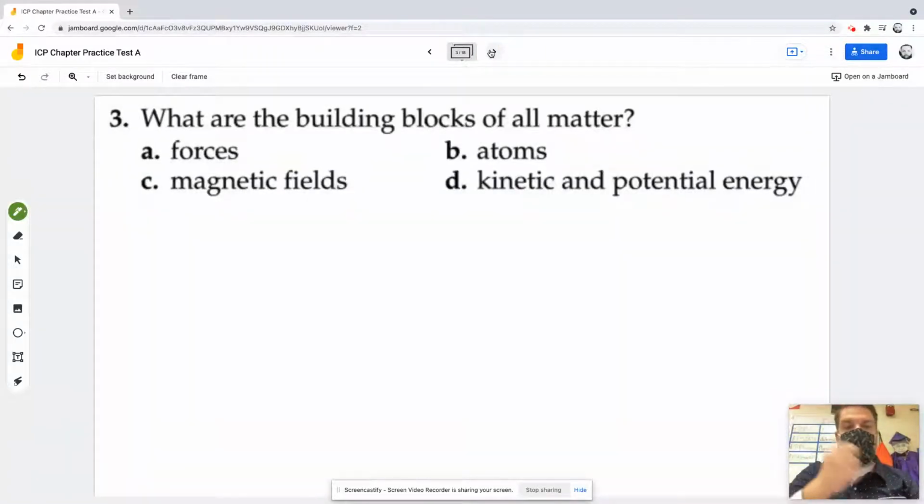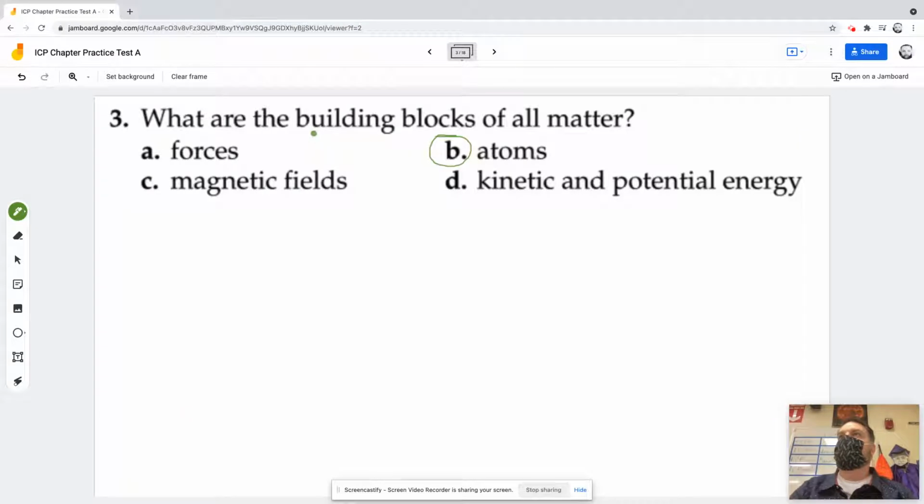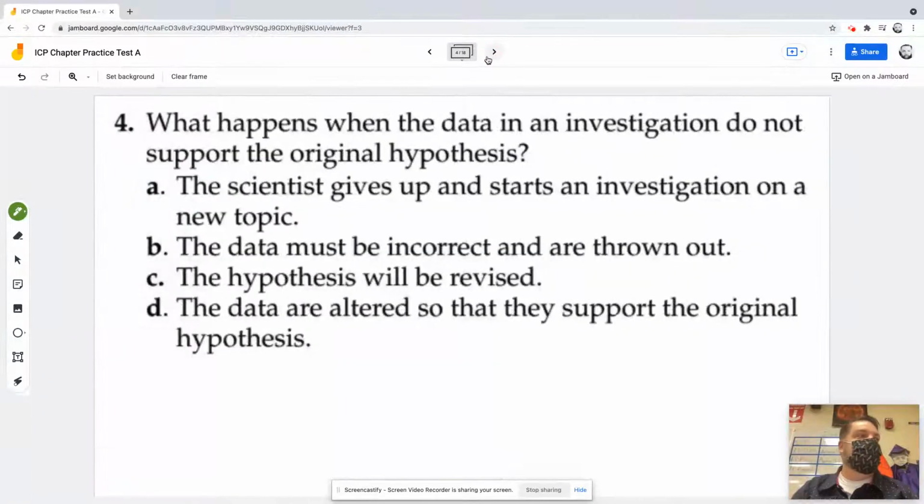Question number 3. It says, what are the building blocks of all matter? What do you guys think that one is? Raise your hand. Or just blurt it out. Yeah, it's B, atoms. Atoms are the building blocks of all matter. Now, if you take graduate level physics, they're going to tell you, no, that's not necessarily true. But in high school, they are. All right, let's move on to the next one.